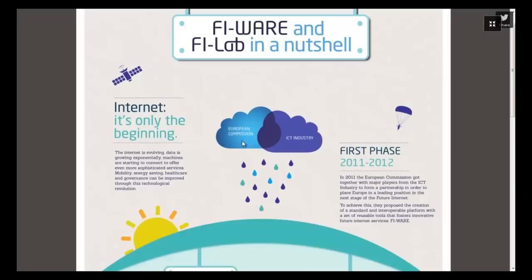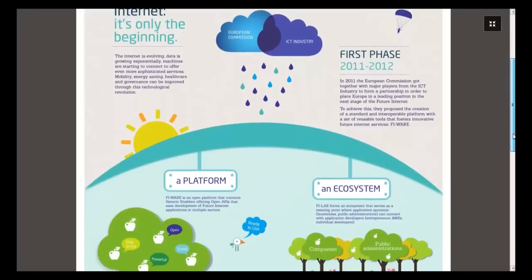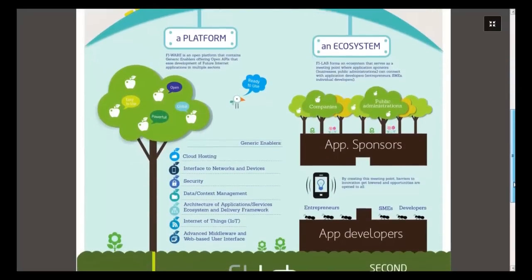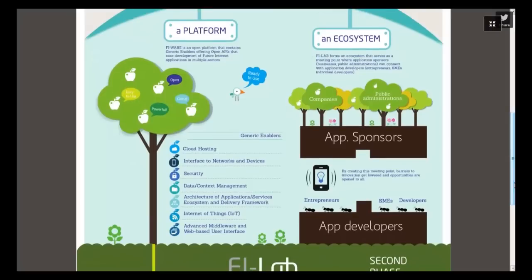FI-WARE is a European project of the Future Internet Public-Private Partnership, whose main objective is to promote innovation in the ICT industry and create the standards of the new technologies coming. You know, big data, cloud hosting, Internet of Things, interface networks, and security, among others. So we all know software is hitting every sector and it's vital to create new environments and ecosystems allowing the different stakeholders to interact. And that's FI-WARE's goal.